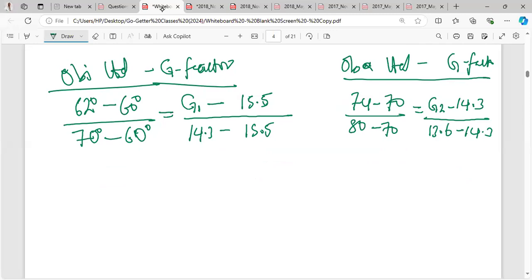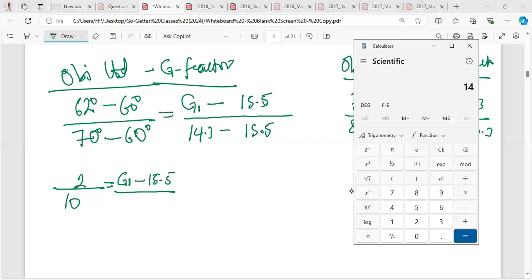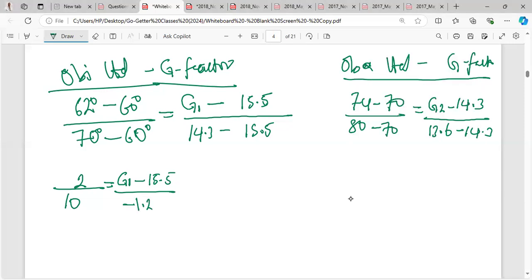So 62 minus 60 is going to give us 2. So this is 2 on top over 10 is equal to G1 minus 15.5 all over, 14.3 minus 15.5. That will give you minus 1.2. Now, let me do this one here. 74 minus 70, that will give me 4.